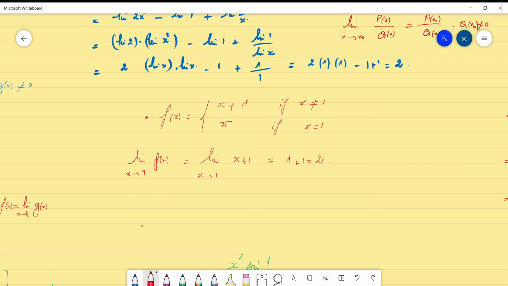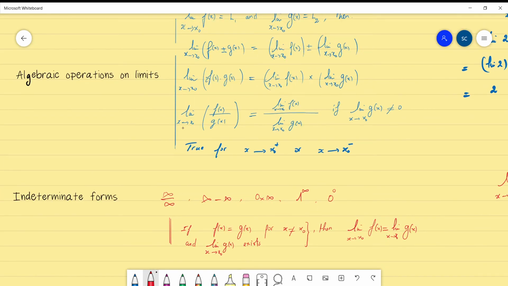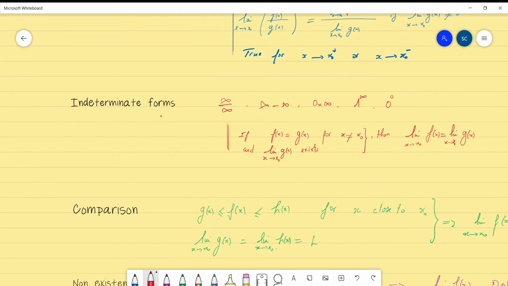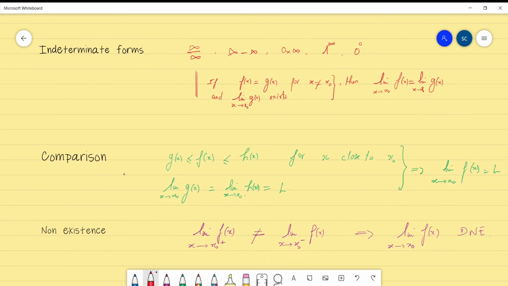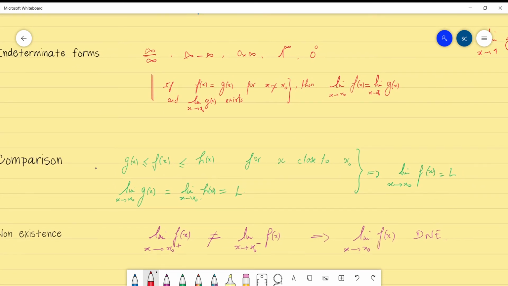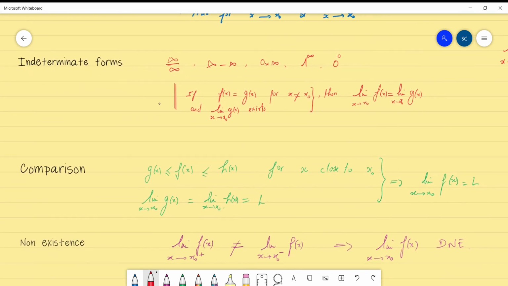Okay, great. Now another thing. So the first thing we saw was the algebraic operations. Second, situations with indeterminate forms, where you need to work on the function and find a new expression where you can do the algebraic operation. Another situation is where we use comparison to conclude about the limit, when it's hard, when we can't use algebraic operations, we can't remove the indetermination, etc.